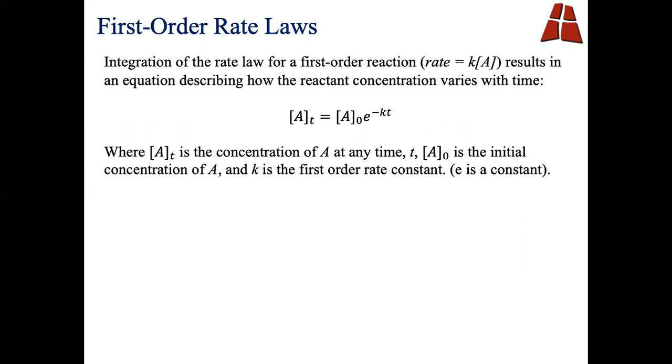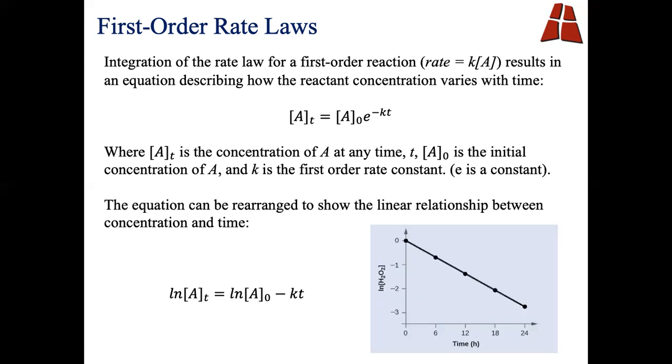Okay. And so the first one that we'll talk about are called first order rate laws. And so this would be the equation that you get when you integrate an expression that says our rate is equal to some constant k times our concentration of some reactant A here. And so we end up with this equation where the concentration of A at any time is equal to our initial concentration, A naught, times the mathematical constant e raised to the power of negative k times t. And so k there is our same rate constant as our initial rate expression, and t represents time. Okay?